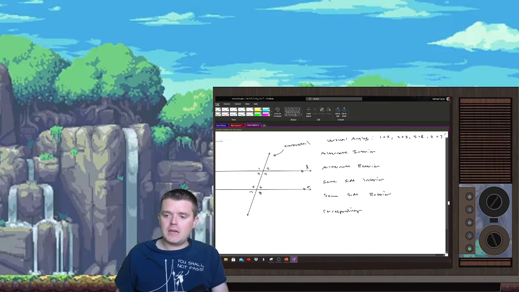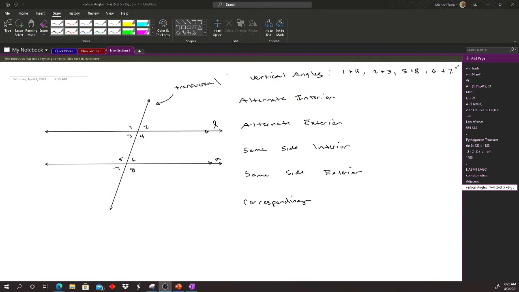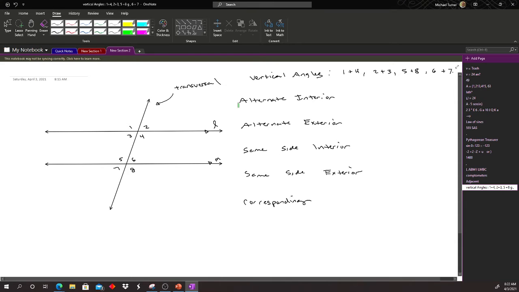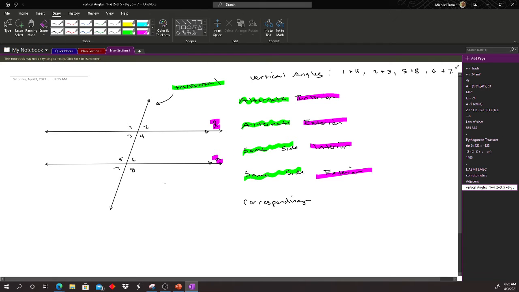For the first 4, as the names might imply, if we're looking at alternate interior angles, the alternate part is going to refer to our transversal. Either they are angles that are on the opposite side of that line, or they're on the same side of that line. Then the interior or exterior part is referring to whether the angles I'm looking at are inside the two parallel lines, or outside the two parallel lines. Based on that, we are going to have one of two relationships.